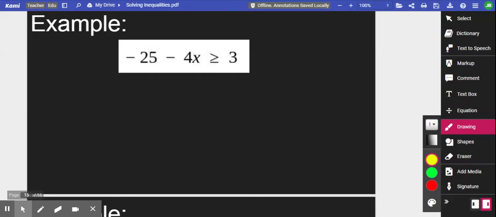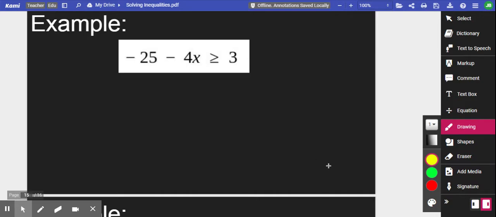Welcome back. Right now, we are going to take a deeper look at solving inequalities. In our earlier video, we showed you how to solve a simple inequality. Now we're going to look at a two-step inequality. And again, we're just going to follow the same rules that we follow when we're solving an equation.